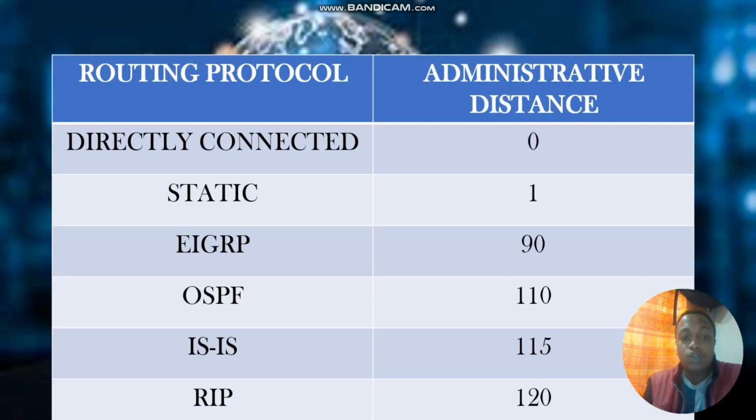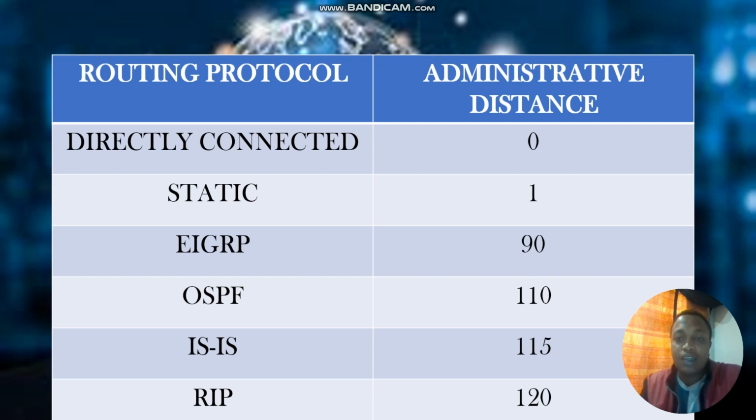Now, each routing protocol has a different administrative distance, and we talked about administrative distance as the believability of a route to a router. And these different routes or protocols have different administrative distances. For a directly connected route, the administrative distance is 0. If a router is directly connected to another router, then the administrative distance is 0, meaning that that route is very believable.